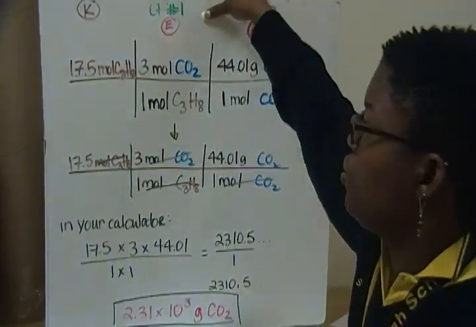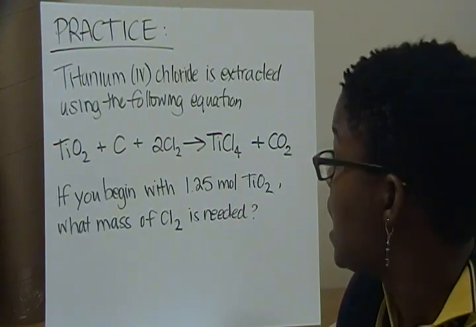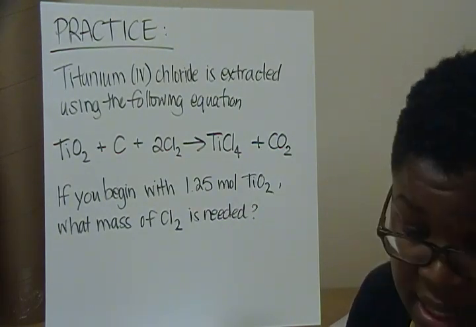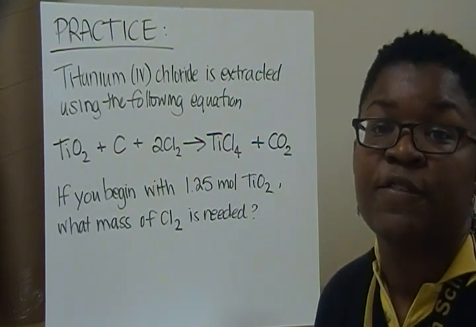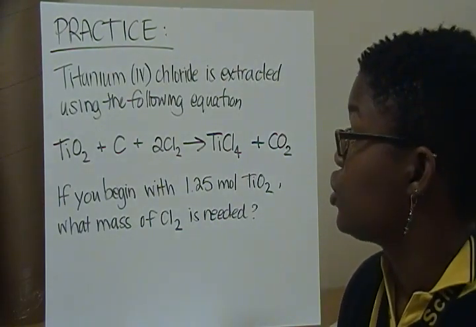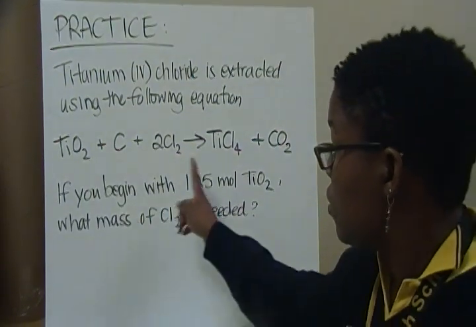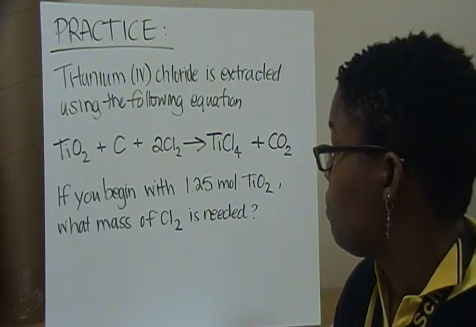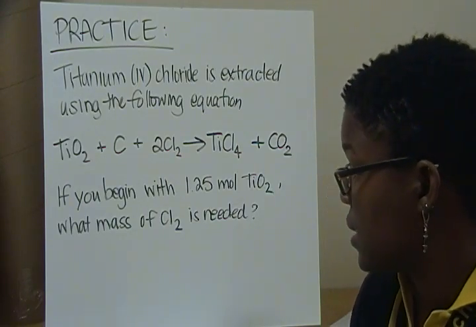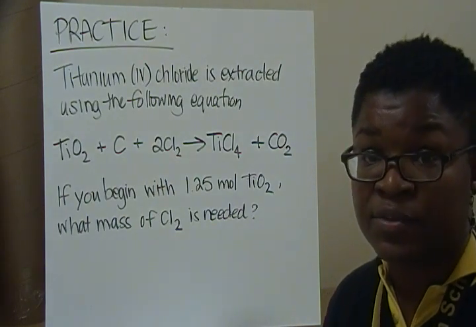Now, what I'd like you to do is try tonight this problem. It's a practice problem. When you come in, this will be the first problem that we'll go over. So we have titanium 4 chloride is extracted using the following equation. And then here's the equation. If you begin with 1.25 moles of titanium oxide, what is the mass of chlorine that is released?